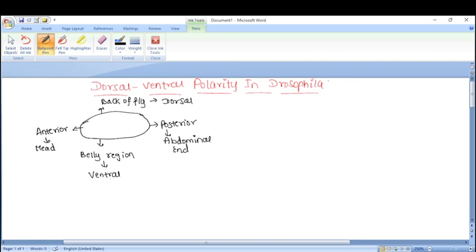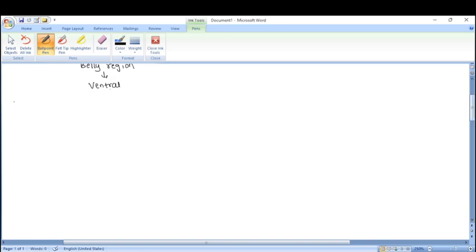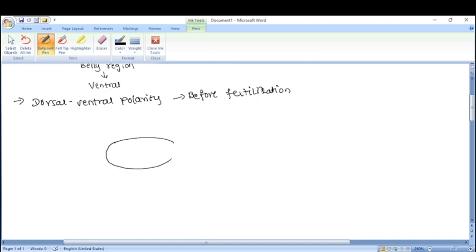Now we'll see how this dorsal ventral polarity is formed and when it is formed. Dorsal ventral polarity forms before fertilization. First we'll see how the dorsal region is formed. We'll draw our diagram of the egg chamber.